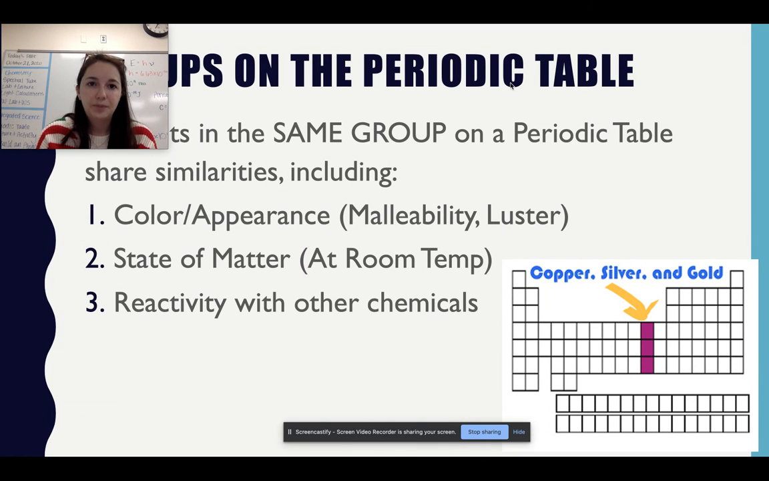All right, so now groups on the periodic table. Elements that are in the same group, so my little vertical column, share similarities. Meaning, like copper, silver, and gold, they can have the same color or appearance. So their malleability, their luster, they might not be all the same color, but they have about the same luster or shininess. So gold, silver, and copper, if you looked at them when they're not old, they would have about the same shine. They have the same state of matter. So with my copper, silver, gold, they're all solid at room temperature. And then they have similar reactivity with other chemicals, which is important to know.